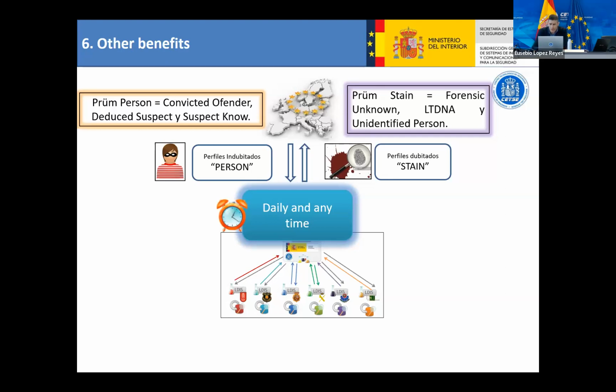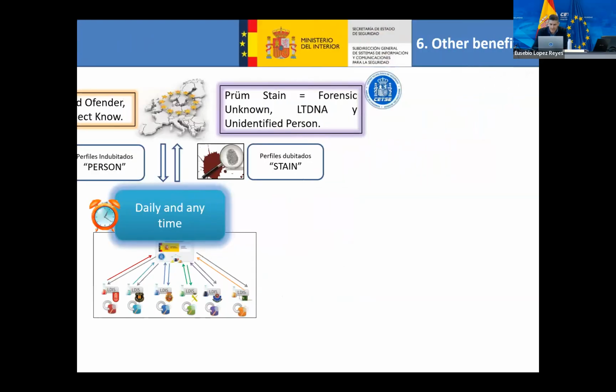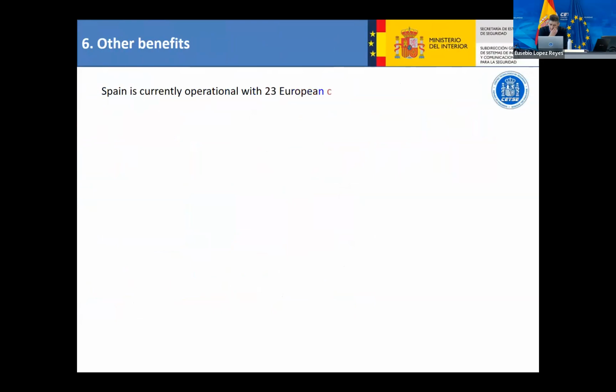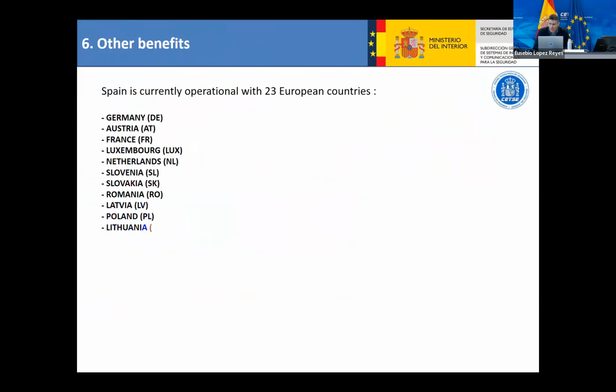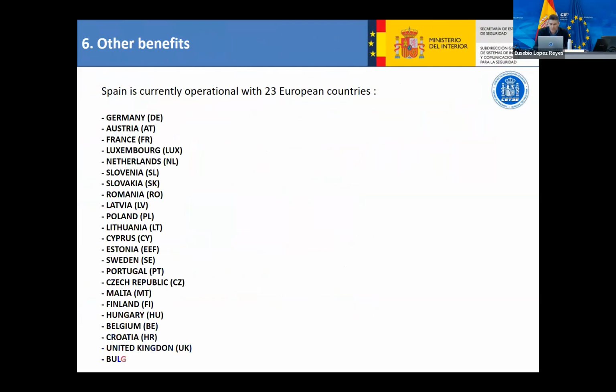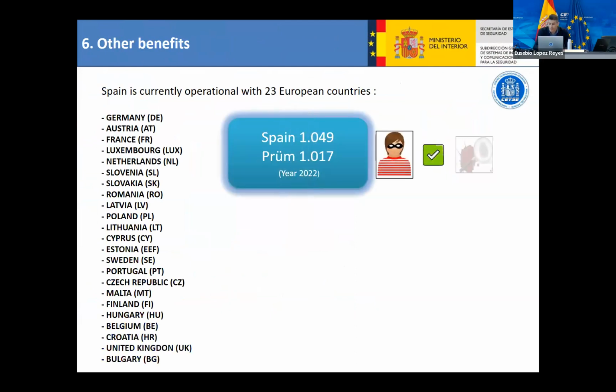Well, I would like to show you the results that we have had during the last year related to the exchange of genetic profile history. Right now, Spain is operational with 23 European countries in real time. We only have to push a button in CODIS, you send the genetic profile to the different countries, and you have an answer in real time related to all the genetic profiles that you have sent to the different countries.